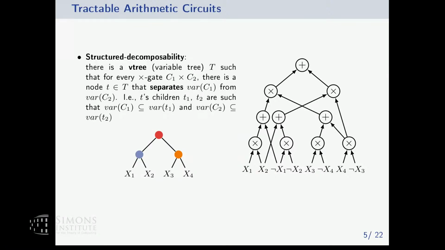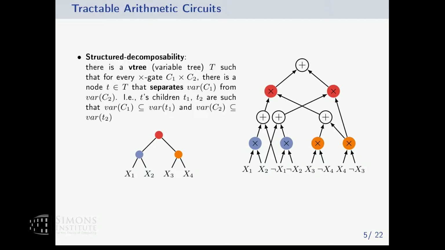Now, I'll say that this circuit is structured decomposable and respects this V-tree if I can do the following. If I can color every product gate in my circuit in the following way. These two product gates I color blue because they are both splitting x1 from x2, and this is exactly what this node is doing. These two I color orange because they are both separating x3 from x4, which is what this node is doing in the V-tree.